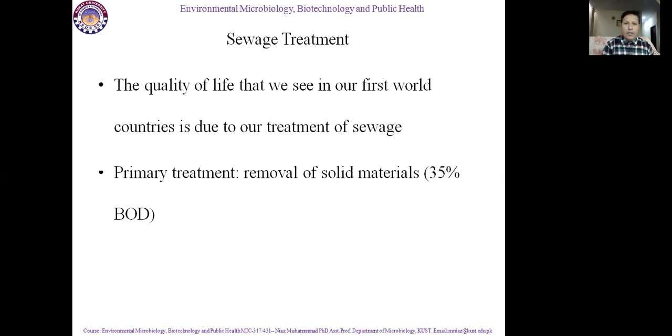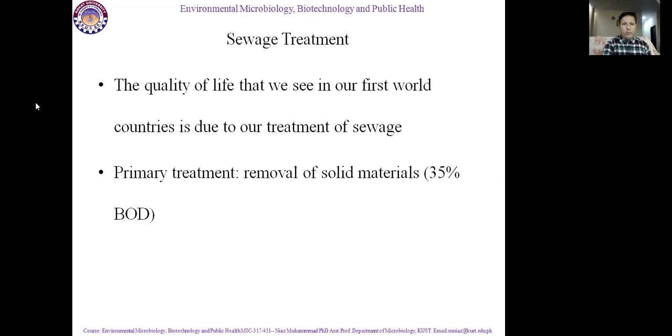Primary treatment. So how are we treating the sewage water? Primary treatment is removal of solid materials. It reduces 35% BOD. First, what are we doing? All insoluble materials such as plastics, wood, iron, glass, whatsoever solid material is there, we are removing from sewage water. Okay, first step we did.